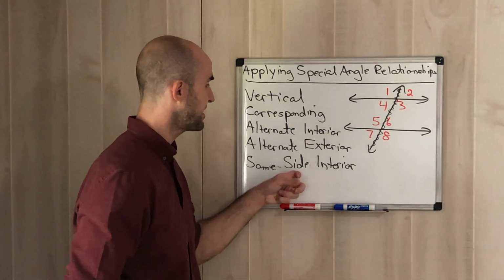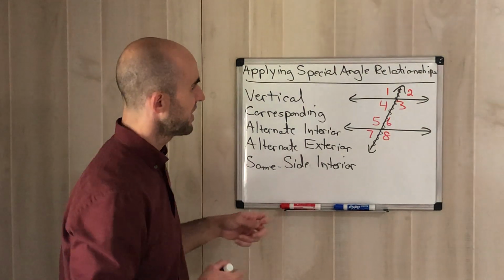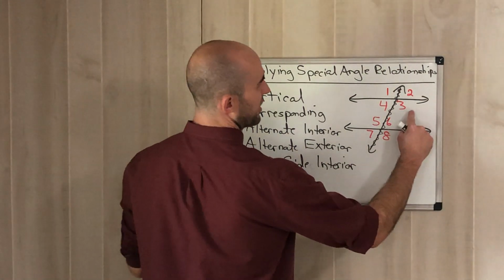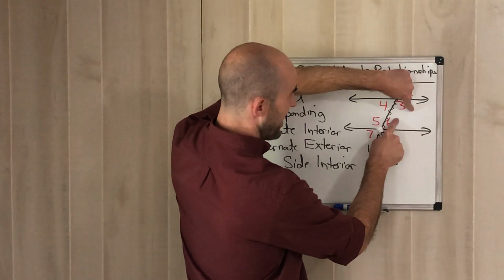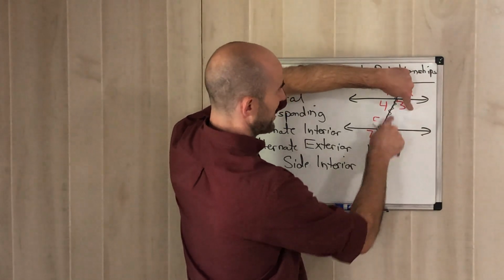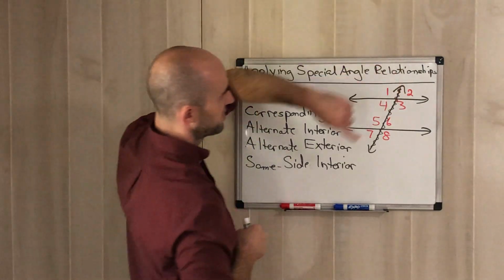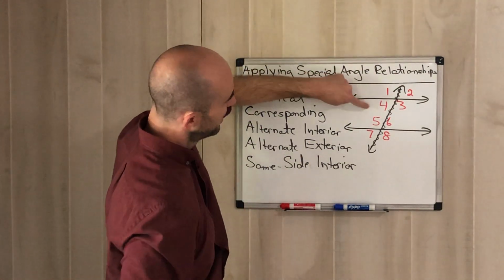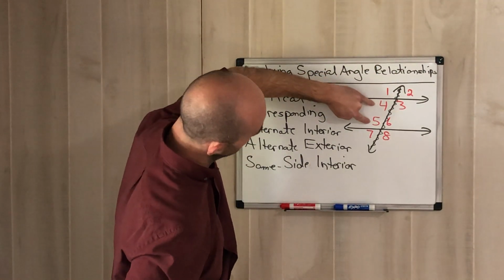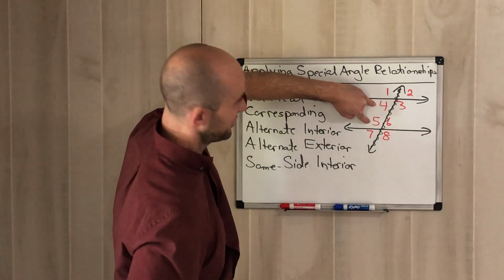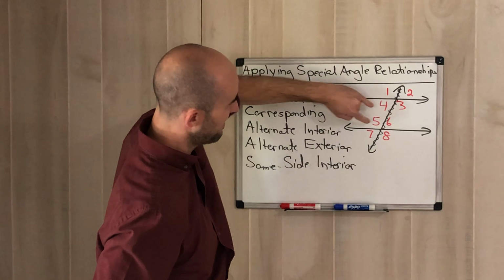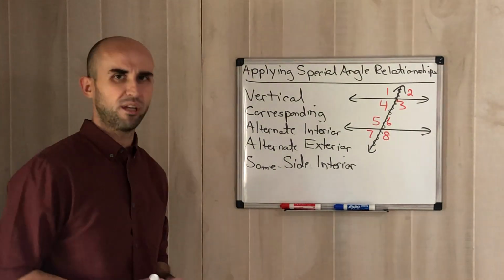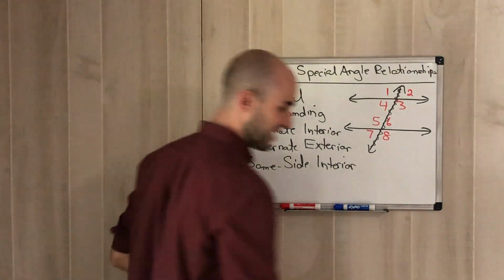It has to be on the same side, inside, right? So when it comes to same side interior, we know that it's 3 and 6. And we know it's 3 and 6 because they're both inside, and they're both on the right side over here. So 3 and 6 would be same side interior. We also know that 4 and 5 would be same side interior because they're both inside and they're both on the same side. They're both over here on the left side. So that's just a review of what we did the other day.